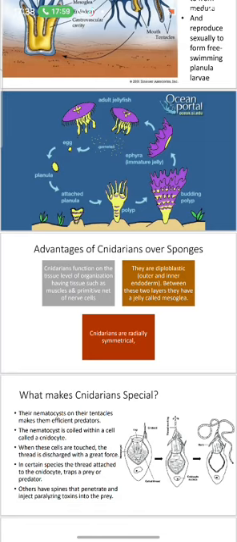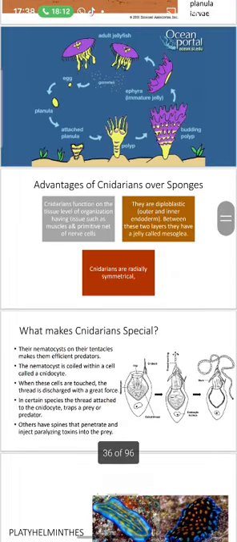They are diploblastic, which means they have an outer ectoderm and an inner endoderm. Between these two layers, they have a jelly called mesoglea. Cnidarians are radially symmetrical.